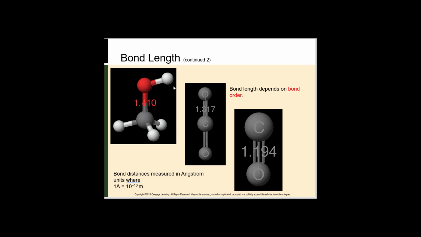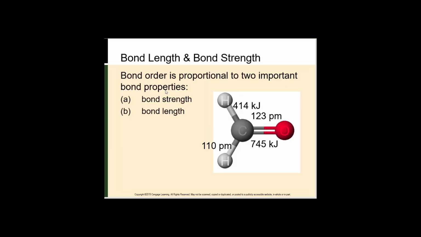So here's a single bond, versus the double bond, versus the triple bond. And we can see that the triple bond is the shortest of all of these bonds. We can also see the bond order is proportional to the bond strength and inversely related to bond length. So we've been talking about the length, but also the strength.